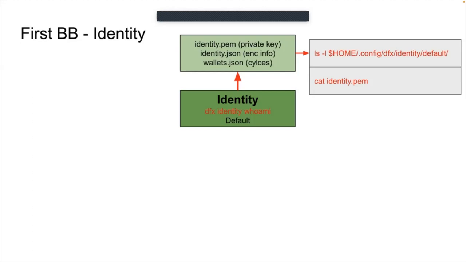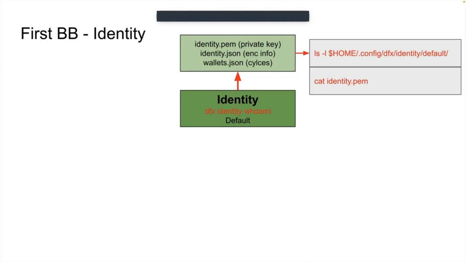The second file is identity.json. This file contains some encryption information for your private key. And the last file is wallets.json. This file contains a wallet canister ID which belongs to that particular identity. You should check out the content of these files with the cat command and see what is in them. Since this is a beginner's lecture, we limit ourselves to the essentials.